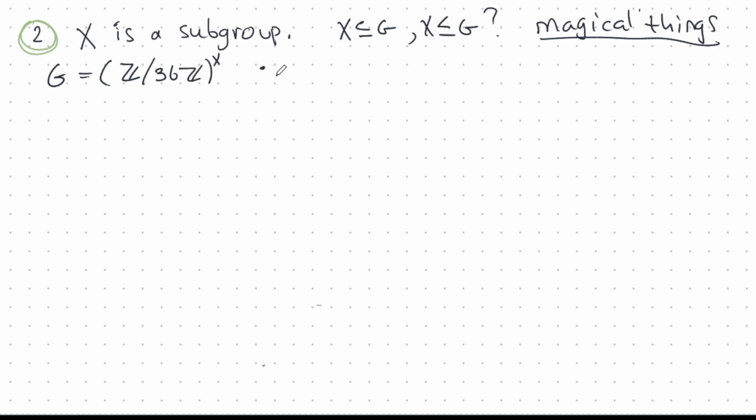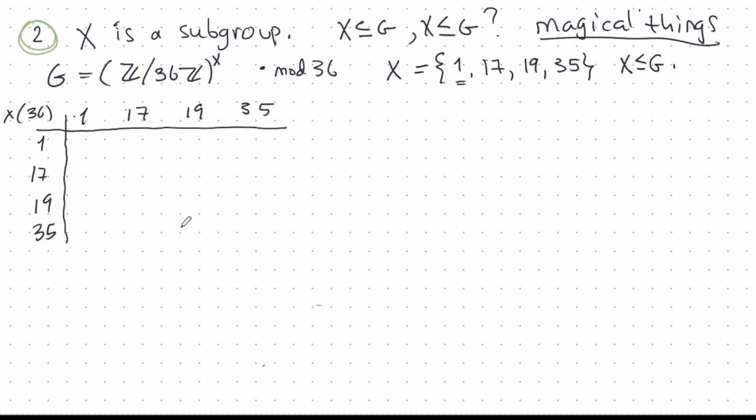With multiplication mod 36. But this time I will choose a different subset. So this subset is special. This is not just any old subset. This is actually a subgroup. You see that it contains the identity 1. X in the last section did not contain 1, so there was no hope of it being a subgroup, but this might be. Let's check. We fill in this multiplication table mod 36. Have a look at the entries of this table.